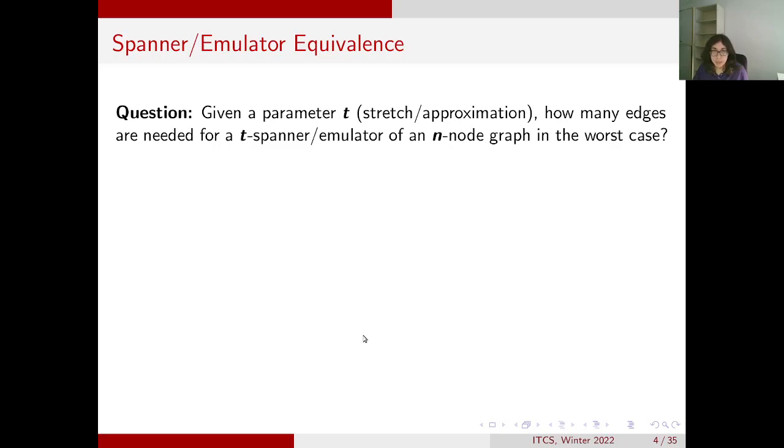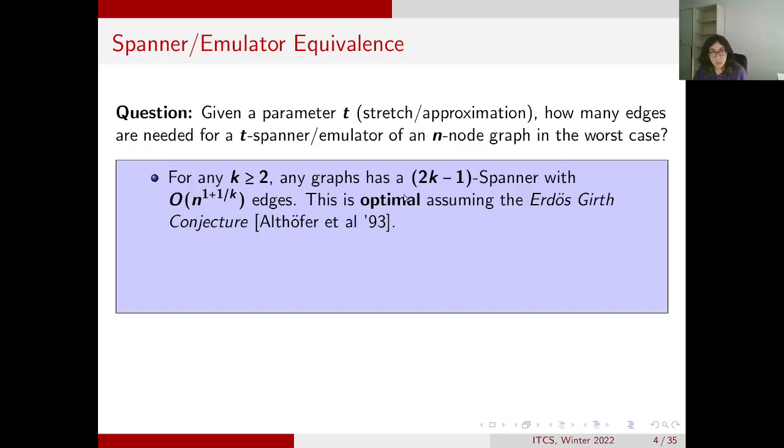So the main question in the context of spanners and emulators is that given a parameter T, we want to know what is the minimum number of edges needed for a T-spanner or emulator for a graph of size n in the worst case. There are some existential bounds known. In particular, for any k at least 2, we know that any graph has a 2k minus 1 spanner with roughly n to the 1 plus 1 over k edges, and that this is optimal assuming the Erdős girth conjecture. I'll explain more about this conjecture later.